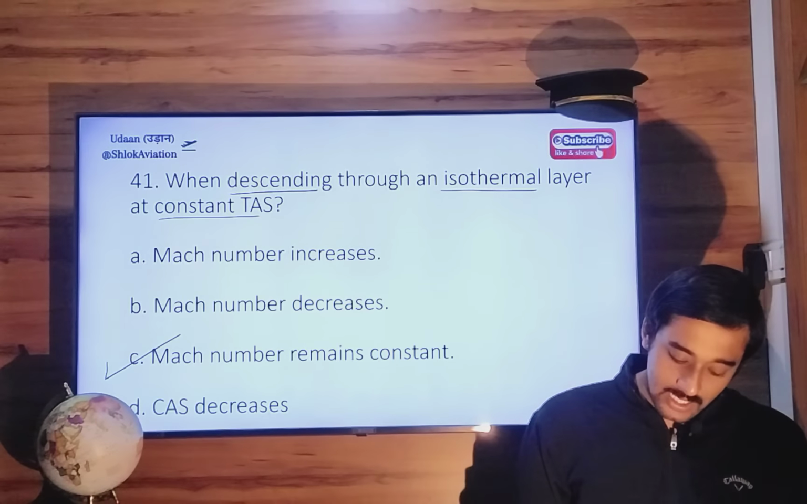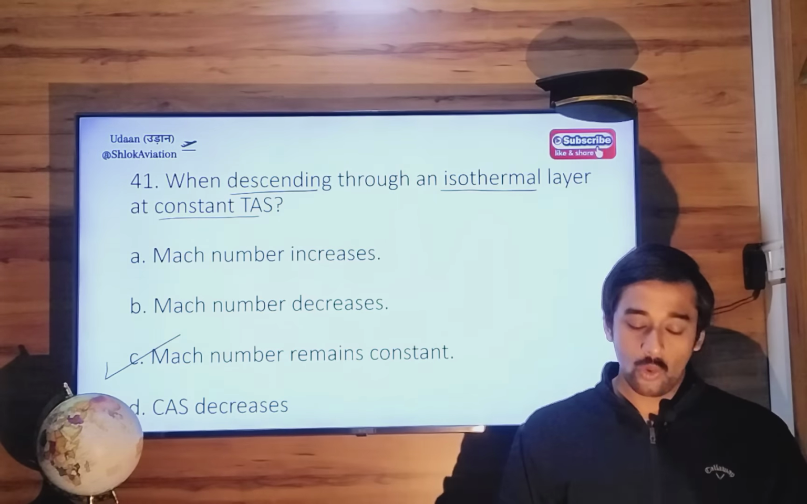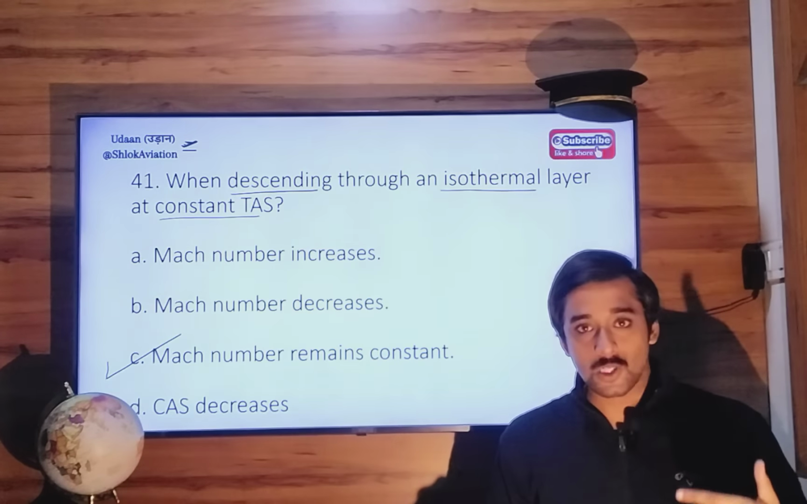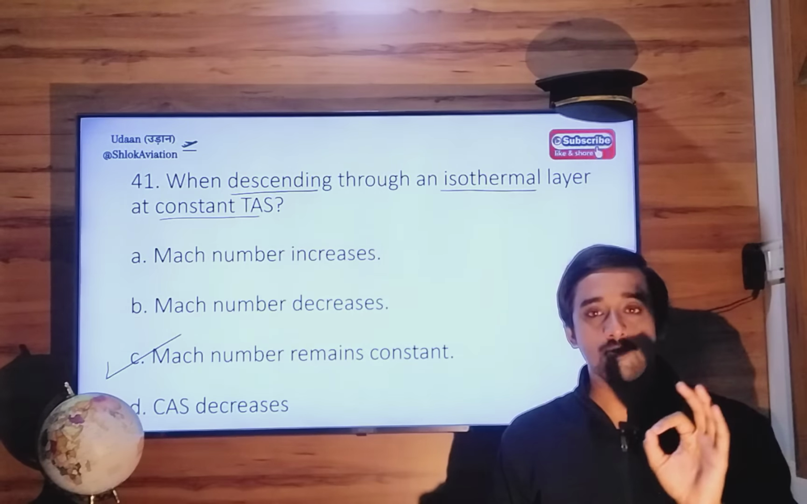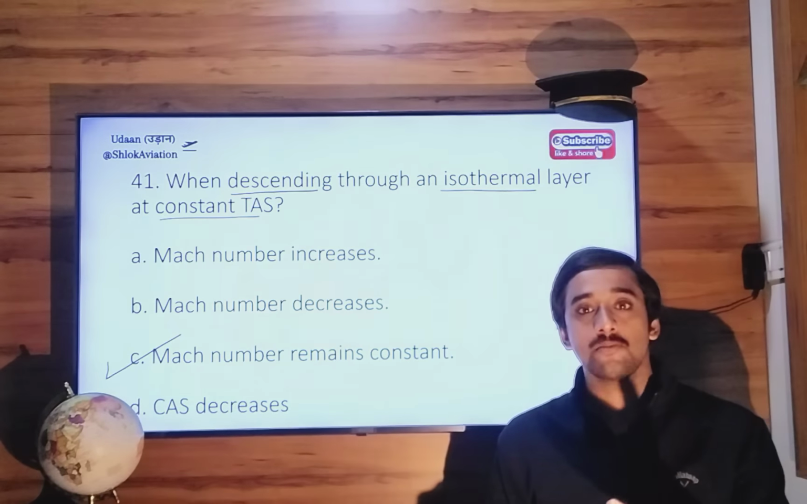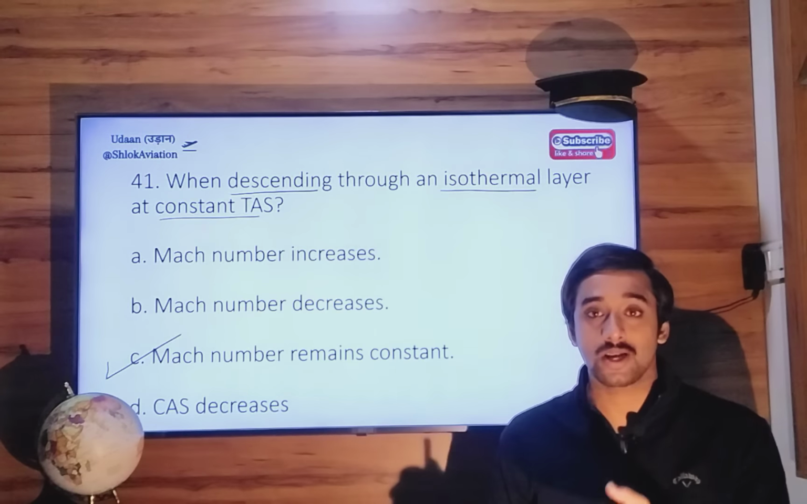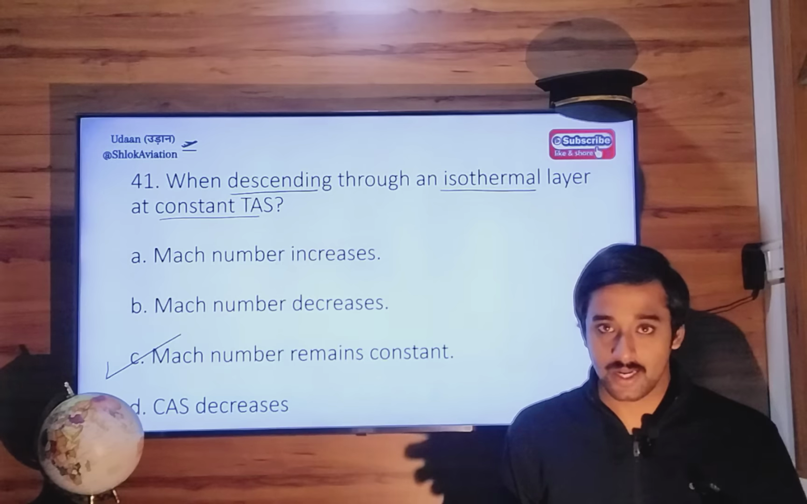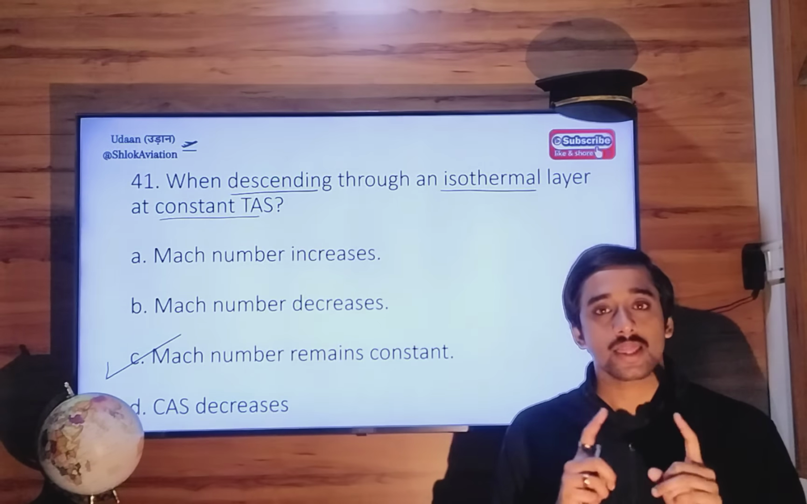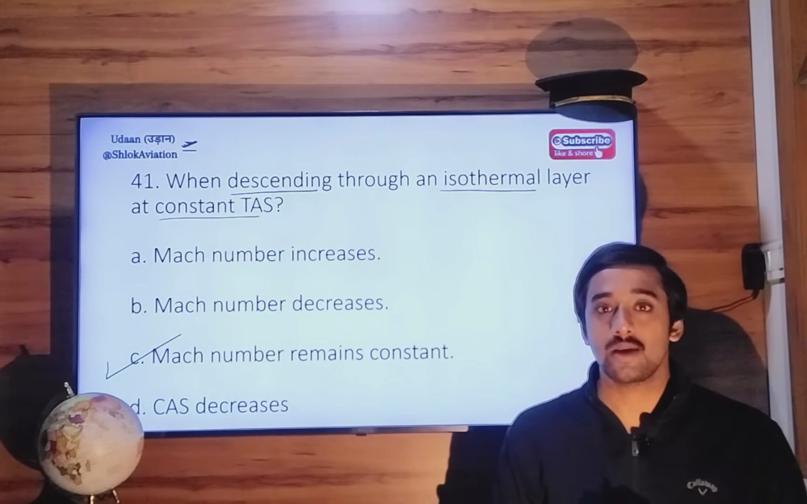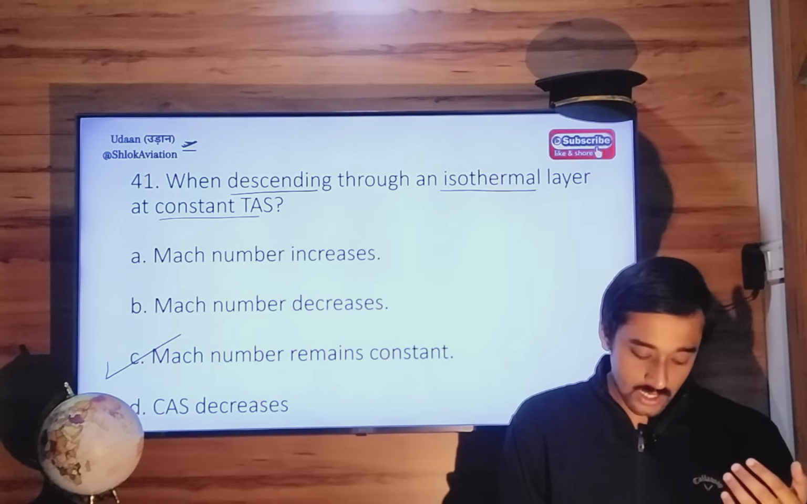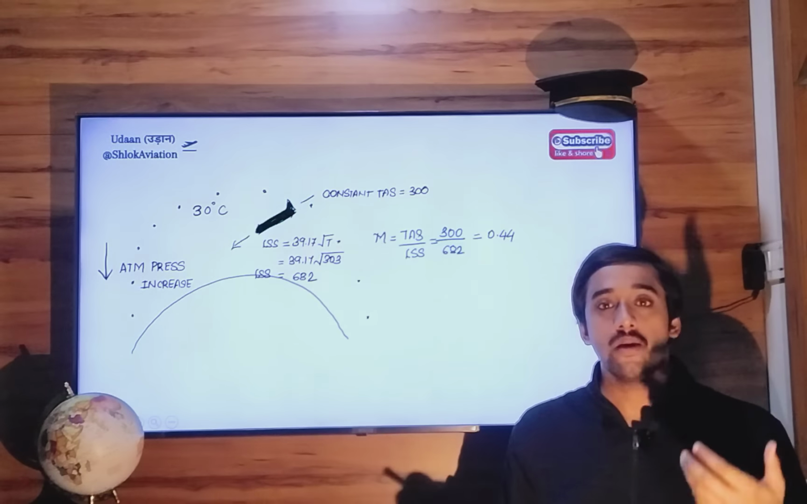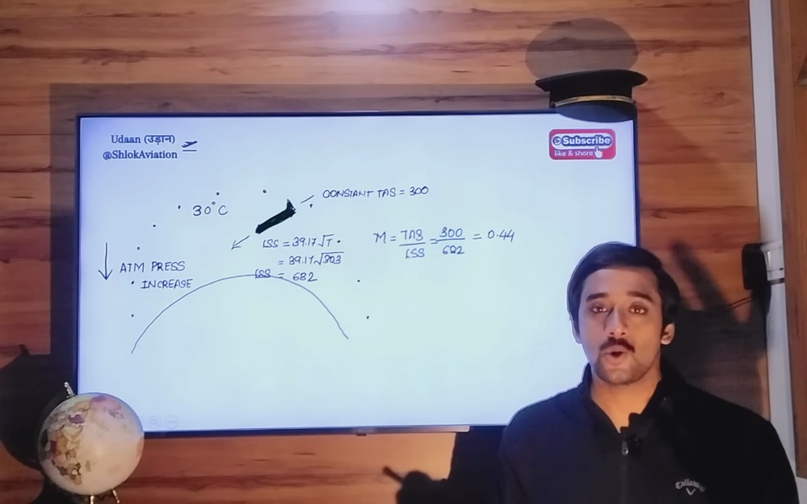Now option delta, CAS decreases. What happens when you are descending at a particular true airspeed to lower altitudes? Atmospheric pressure increases. Increase in atmospheric pressure means increase in pressure available for pressure instruments to register, to work with. Now your airspeed indicator is nothing but your pressure instrument. It registers dynamic pressure. That dynamic pressure is shown to you in the form of a calibrated airspeed. So if more pressure is available at lower altitudes, calibrated airspeed indications should be more and more as you descend to lower and lower altitudes.